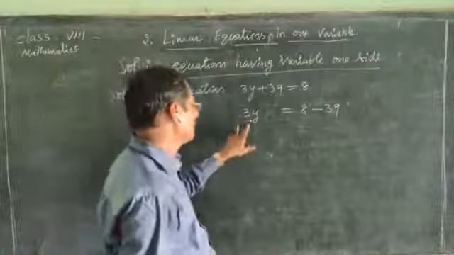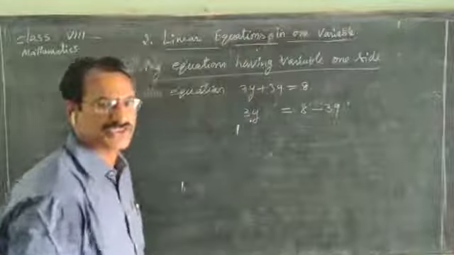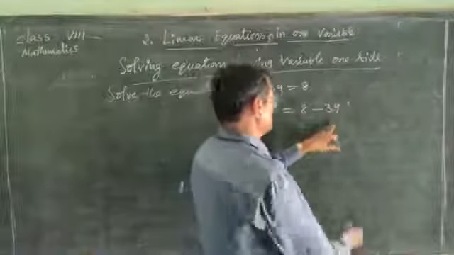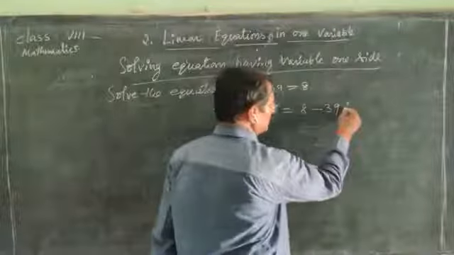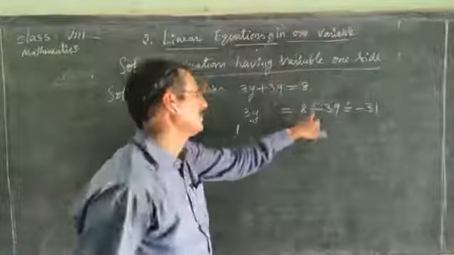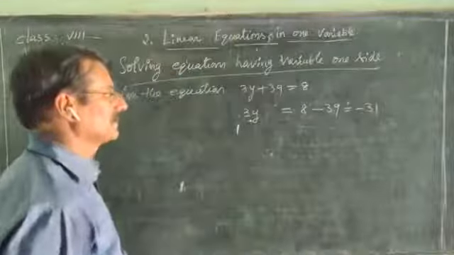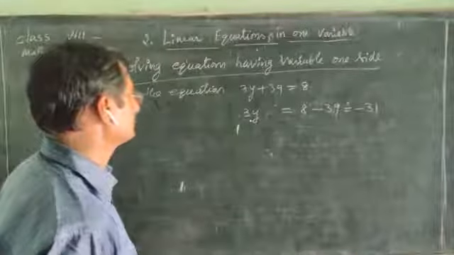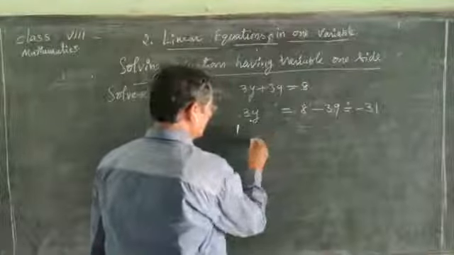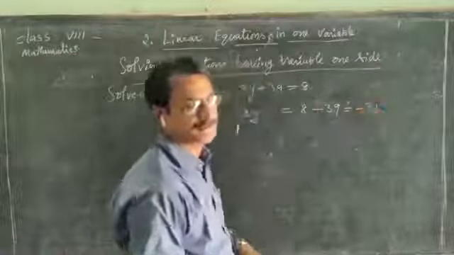So we get 3y equal to 8 minus 39. These two are like terms, both are constants. We can simplify them. 8 minus 39 is not possible directly, so 39 minus 8 equal to 31, and because it is negative, it is more than the positive, we get minus 31. Then we get finally 3y equal to minus 31.